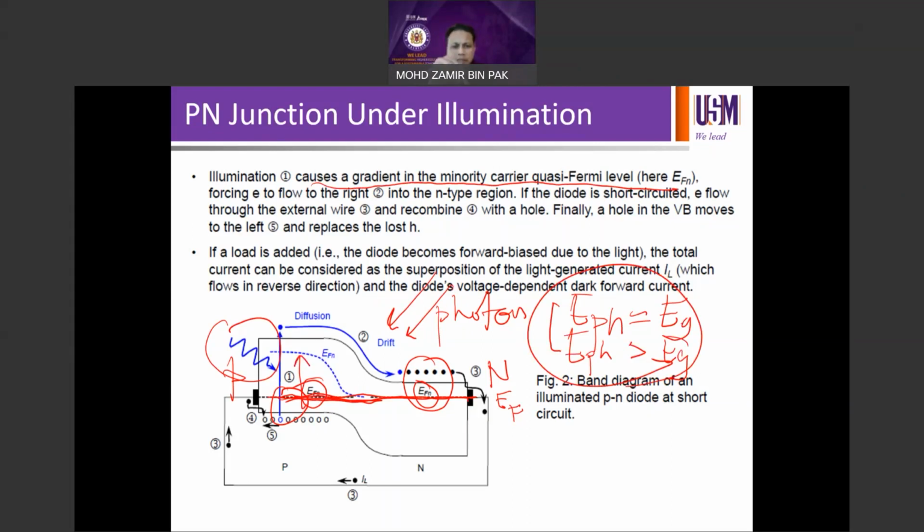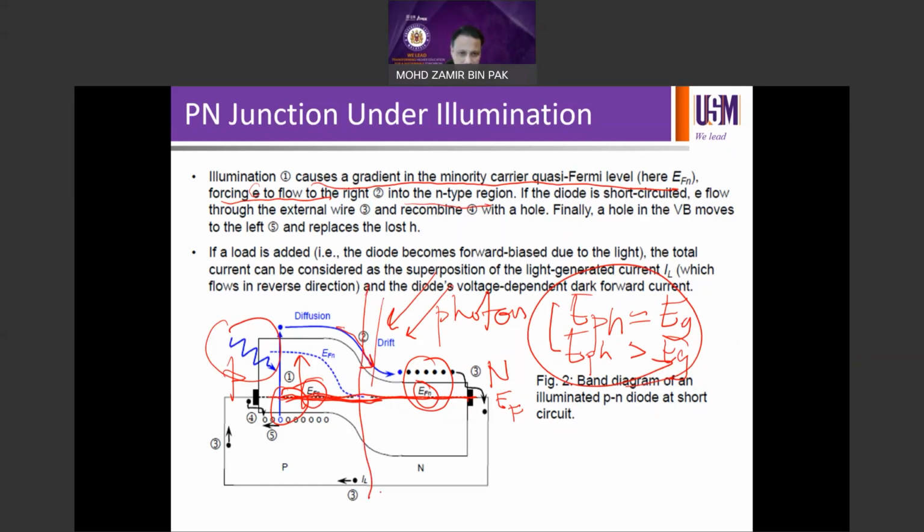Remember on the P side, your electrons are the minority carriers. And here we're talking about minority carriers since minority carriers will be affected during the injection condition. So since you have got your gradient in the minority carrier on the P side, it will force the electron to flow to the right. So that is action number 2, right? This number 2 is due to the movement of electrons to the right into the n-type region.